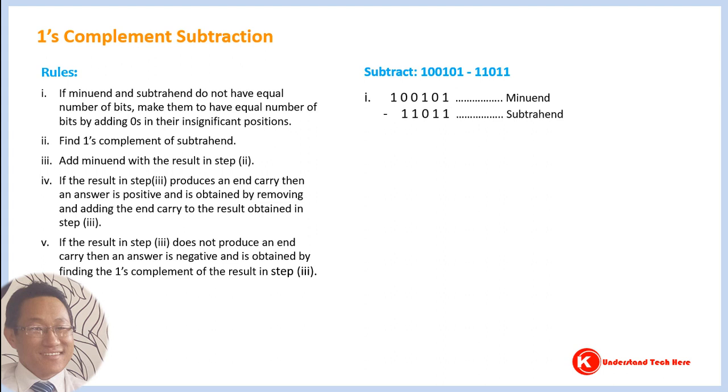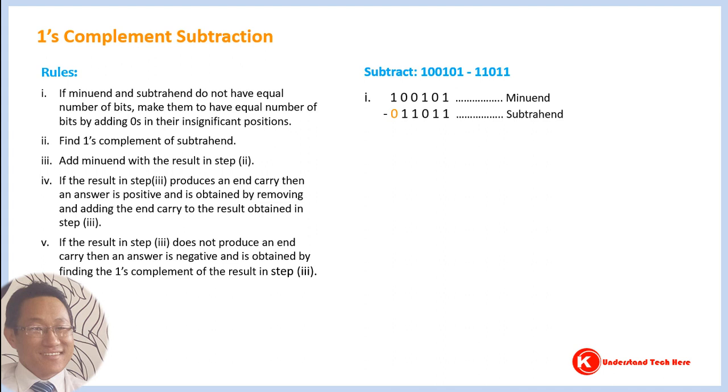This is an insignificant position. Therefore, add 0 here. Now, both minuend and subtrahend have equal 6 bits. So we have applied rule 1. Okay, now let's try to apply rule 2. According to rule 2, we need to find the 1's complement of the subtrahend.